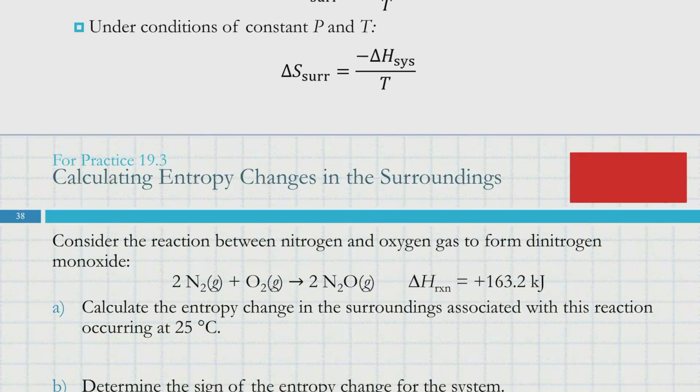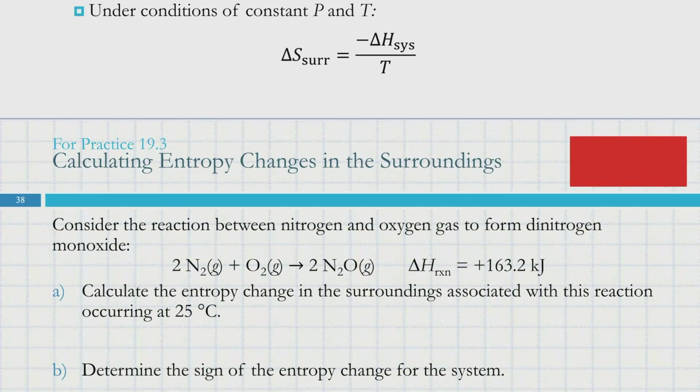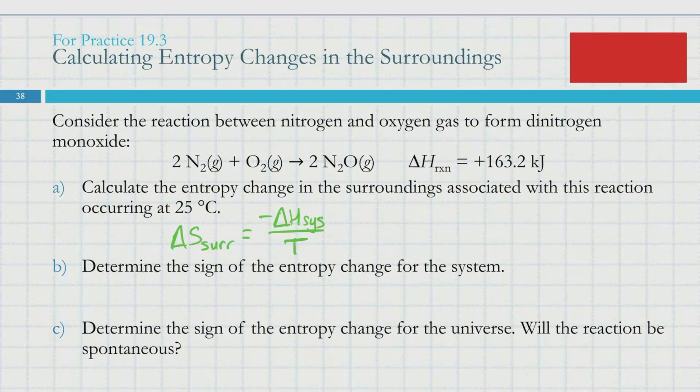Consider the reaction between nitrogen and oxygen gas to form dinitrogen monoxide, N2O. Calculate the entropy change in the surroundings associated with this reaction occurring at 25 degrees Celsius. We're going to be using our brand new entropy equation. So calculate the entropy change in the surroundings associated with the reaction at 25 degrees Celsius.